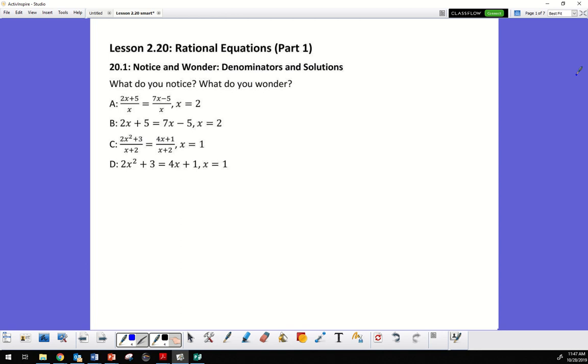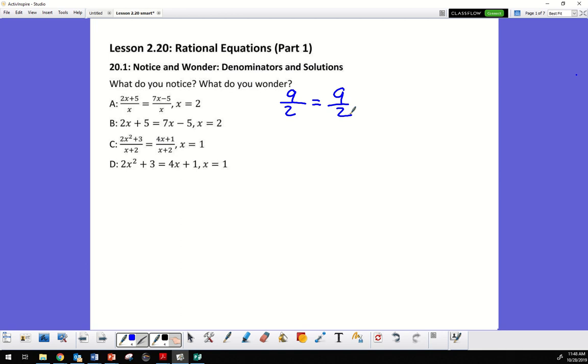So if I plug it in, it's going to be 2 times 2, 4 plus 5, 9 over 2 equals 7 times 2, 14 minus 5, 9 over 2.